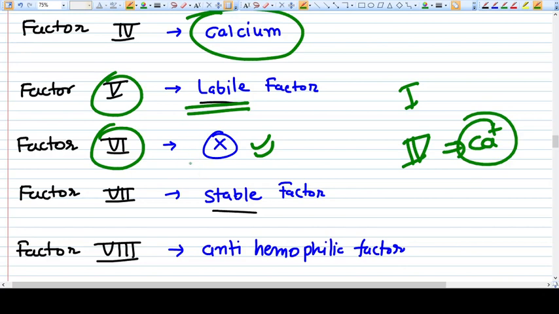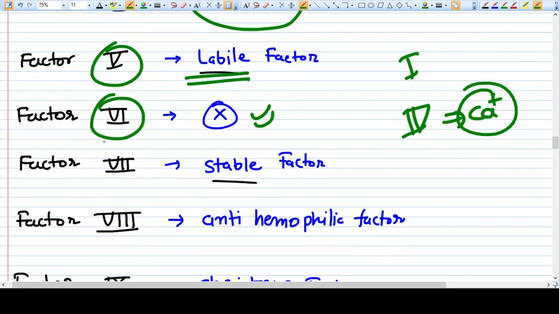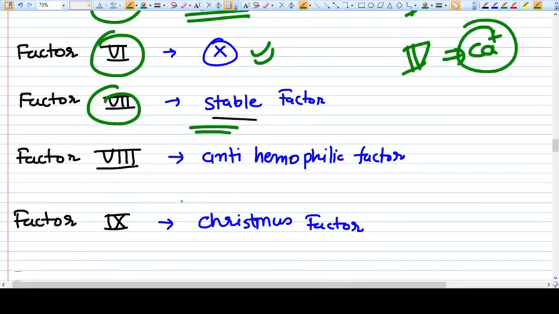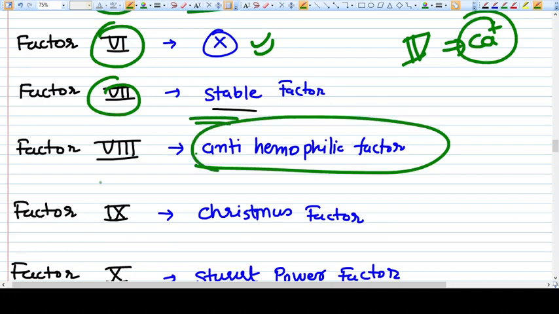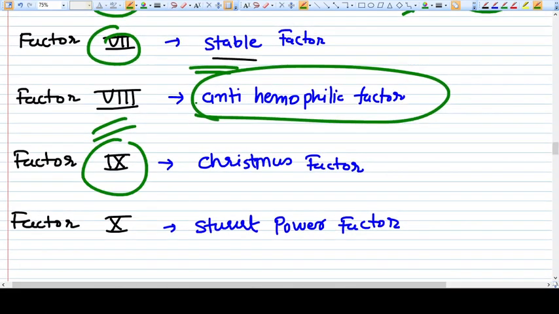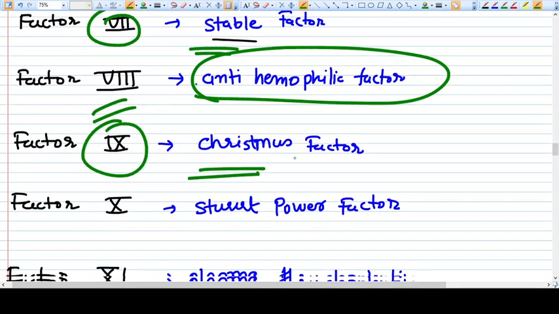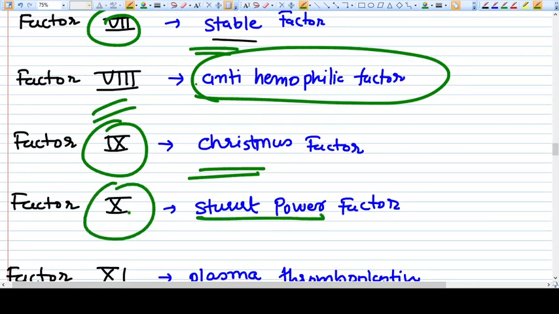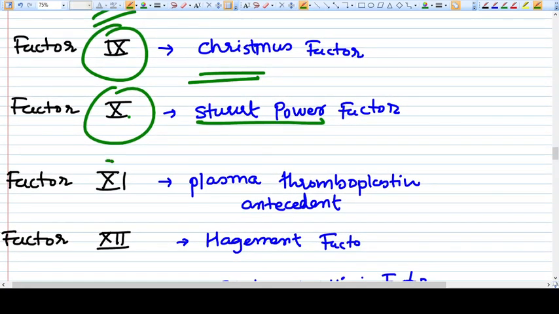Okay. Now factor 7 is the stable factor. Factor 8 is the anti-hemophilic factor. Factor 9 is called the Christmas factor. Factor 10 is called the Stuart-Prower factor. Factor 11 is called plasma thromboplastin antecedent.